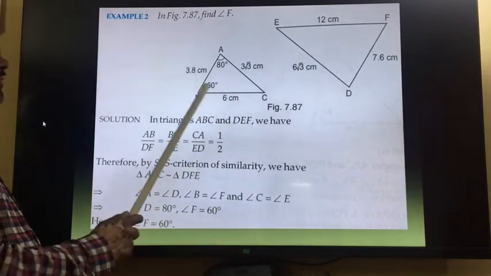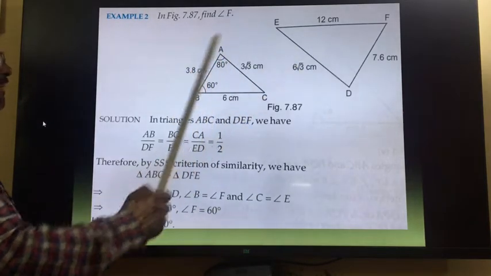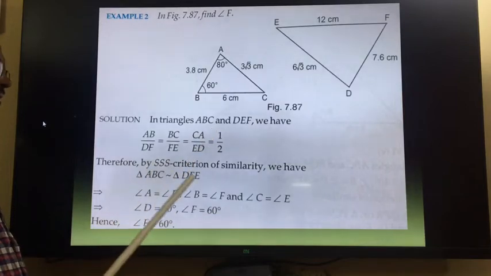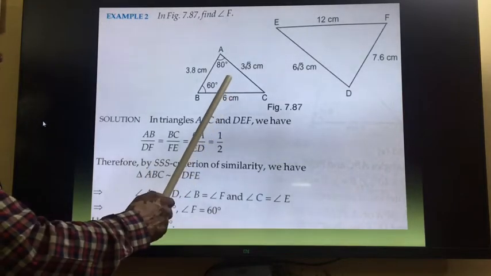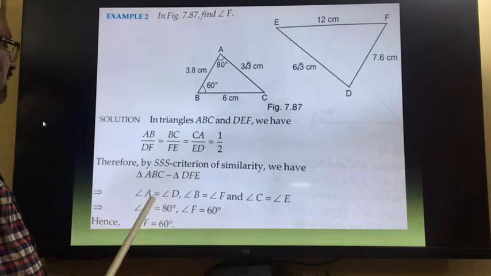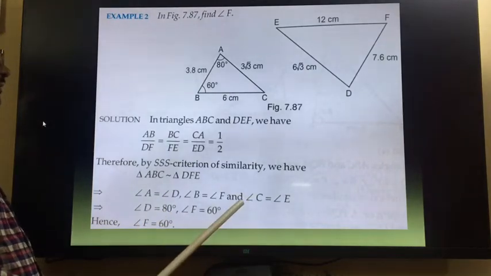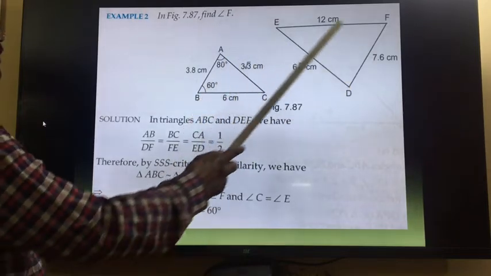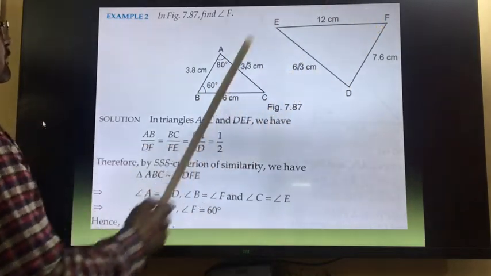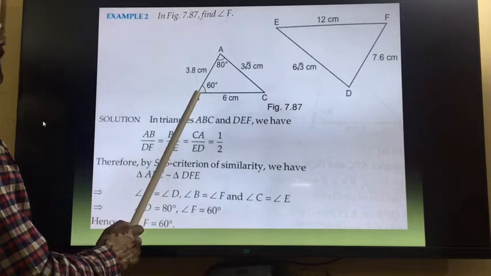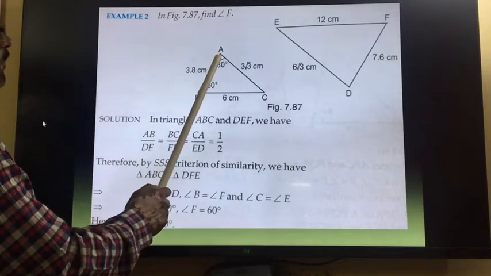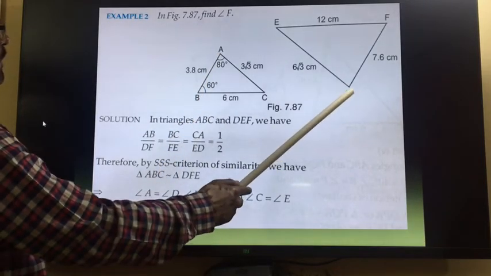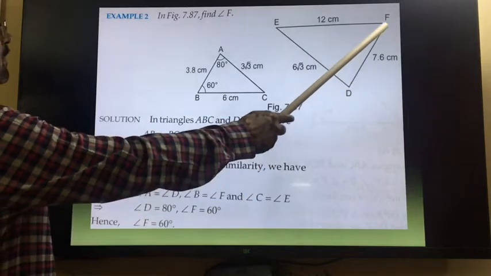So first we will check the ratio of the sides. If it is the same, then we will say triangles are similar. So if these two triangles are similar, then we will say their corresponding angles will be equal. So angle at A will be equal to angle at D, angle at B will be equal to angle at F, because after A we are going to B, so in this case, from D we will go to F.